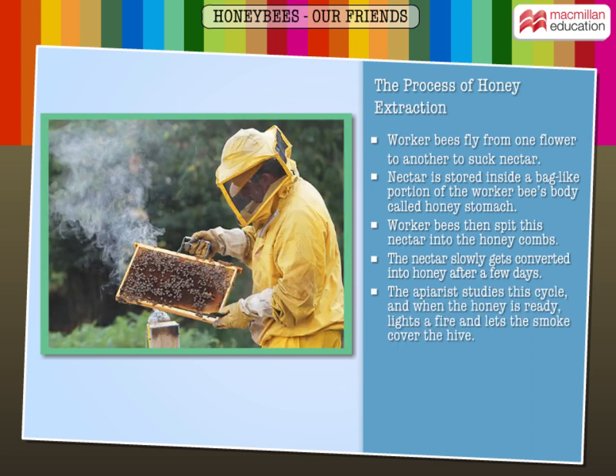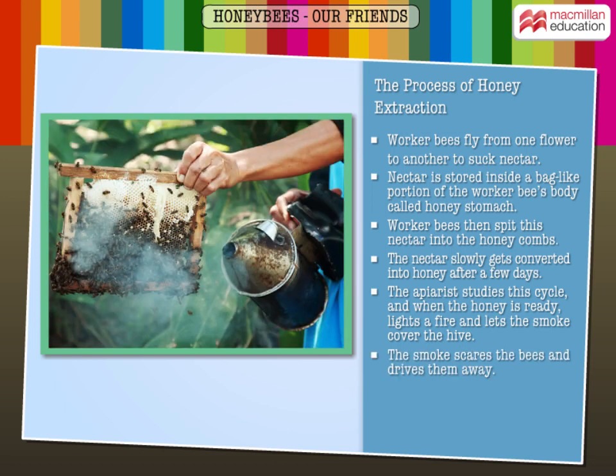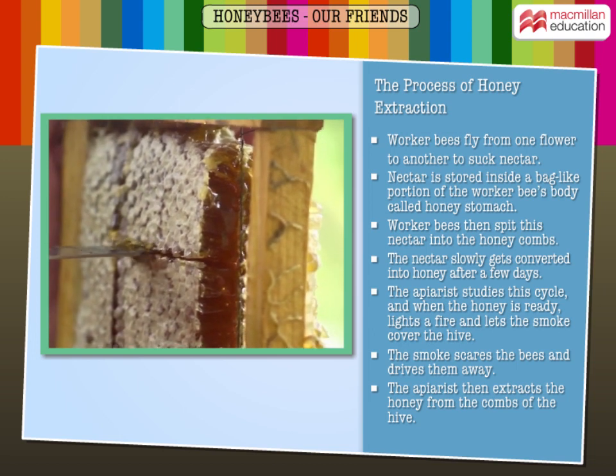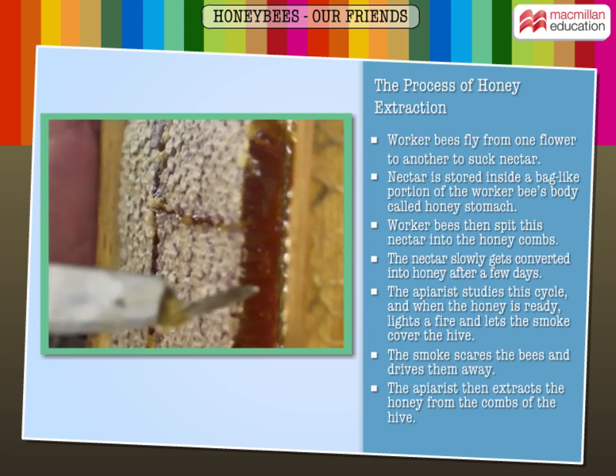The apiarist studies this cycle, and when the honey is ready, lights a fire and lets the smoke cover the hive. The smoke scares the bees and drives them away. The apiarist then extracts the honey from the combs of the hive.